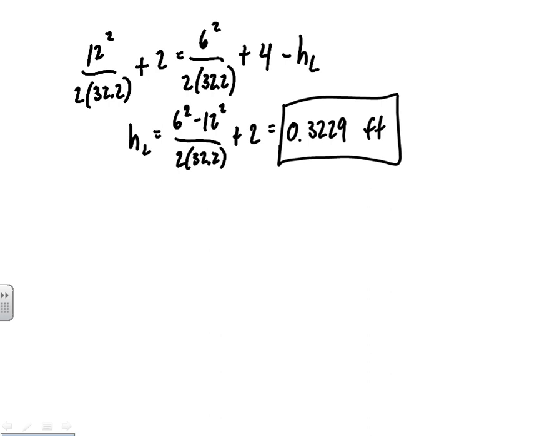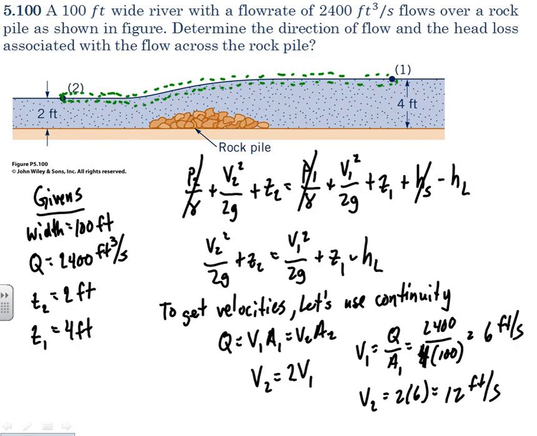So that's what our head loss is, and the problem asks us which direction the flow is going. Because my head loss must be a positive value, otherwise we would be going against the second law of thermodynamics. So our head loss is always positive, and since we did get a positive value, that means we know that our initial guess was right. That means we are going from 1 to 2, and therefore the flow is going from right to left.